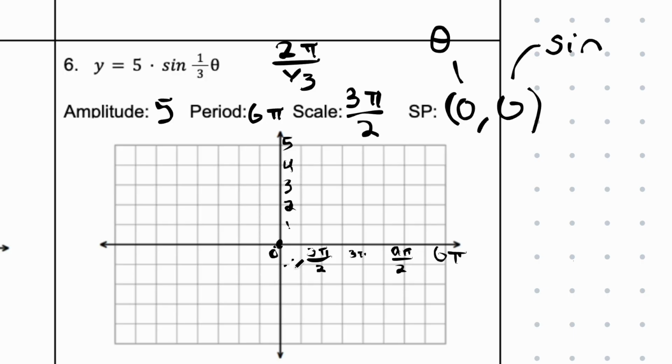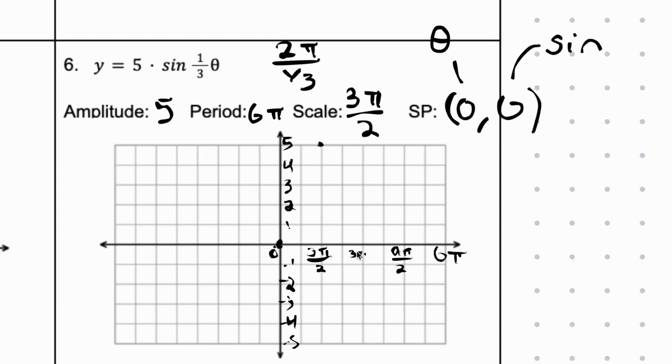This is going to be -1, -2, -3, -4, -5. So we start at 1. At 3 pi over 2 times 1/3 is going to give us pi over 2. Sine at pi over 2 is going to be +1. So +1 times 5 is going to be 5. So we graph that point.